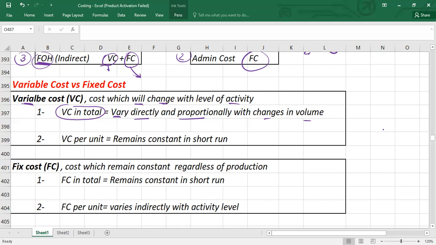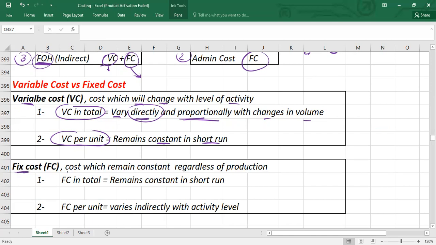So variable cost in total will vary directly. Directly means if you increase the production, total variable cost will go up. If you decrease the production, total variable cost will go down. This is what is called directly and proportionally. But variable cost per unit we assume remains constant in the short run. Then we have fixed cost in total.